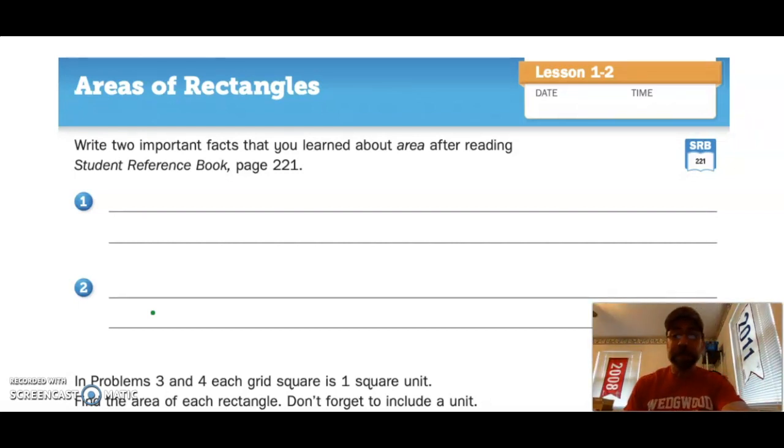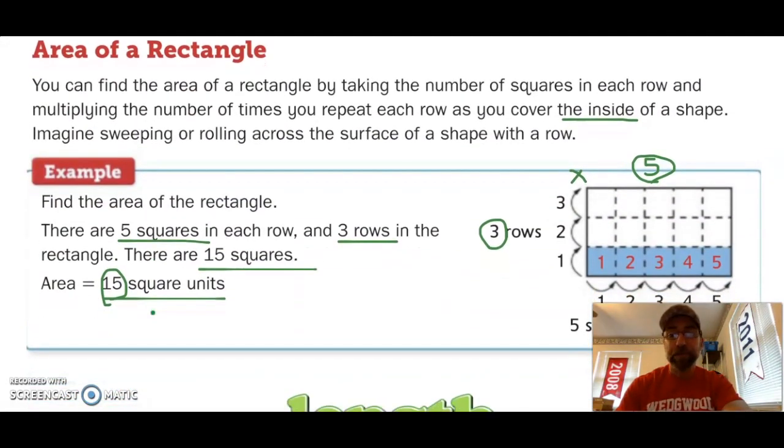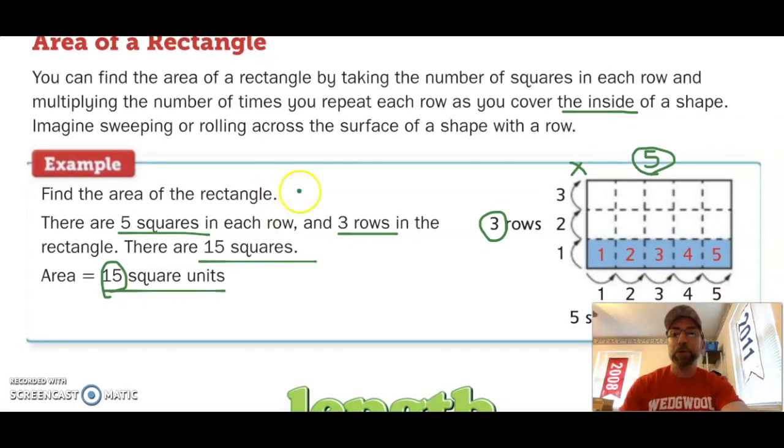For our first problem, it's going to ask us to write 2 important facts that you learned about area after reading Student Reference Book, page 221. So I'm going to go ahead and show that page right now, and you can hit the pause button and come up with 2 important facts that you can put for numbers 1 and 2.